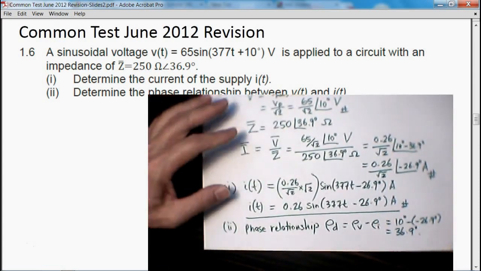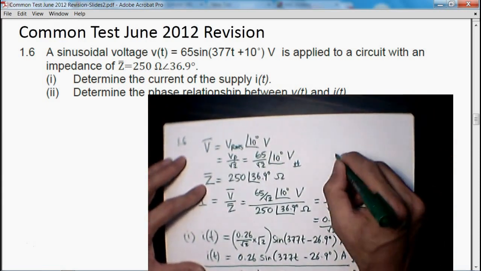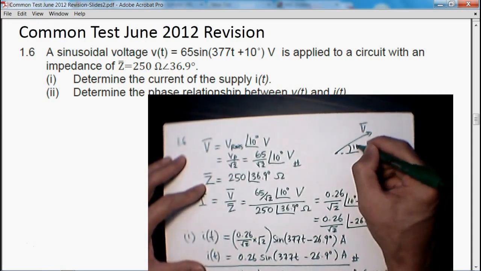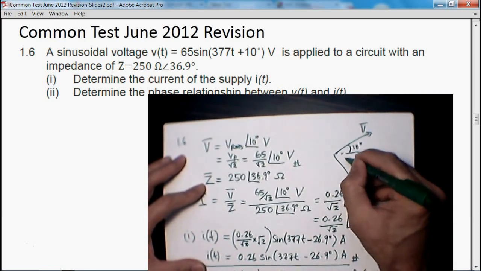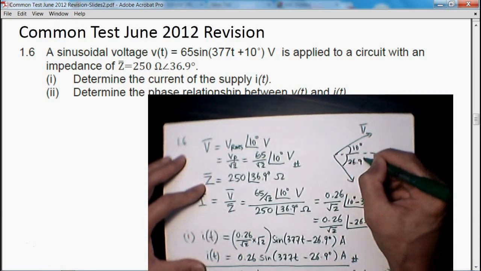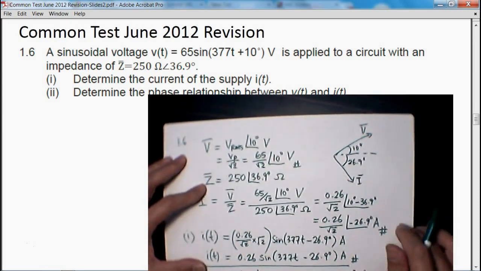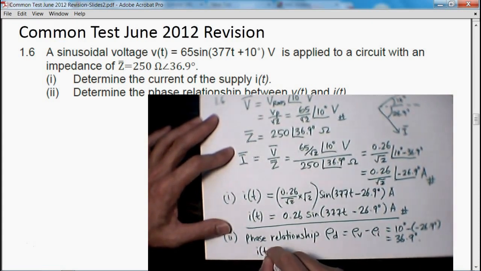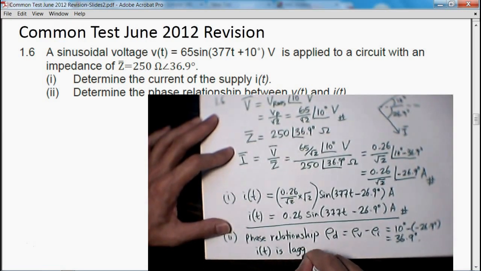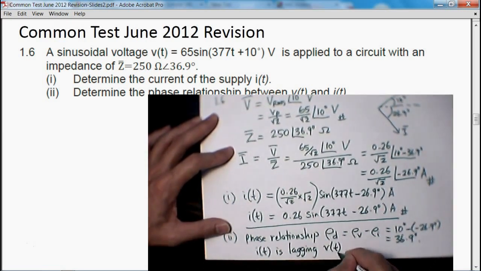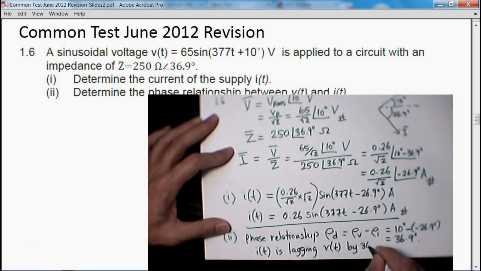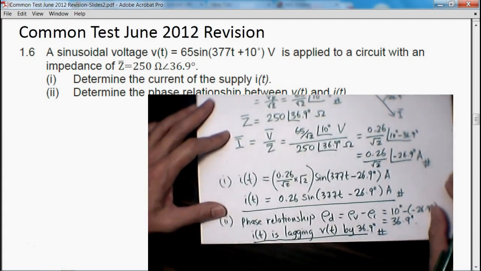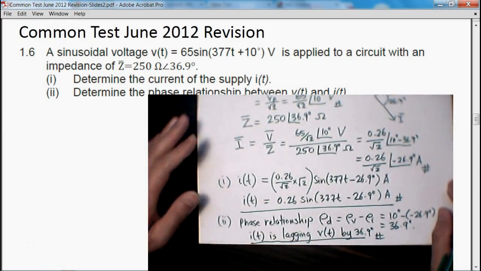Now since the voltage is positive, if I were to draw the phasor diagram, the voltage is at positive 10 degrees and the current is at negative 26.9 degrees. We say that the voltage is leading the current, or the current is lagging the voltage, by how much? By 36.9 degrees. So that's the phase relationship between voltage and current.